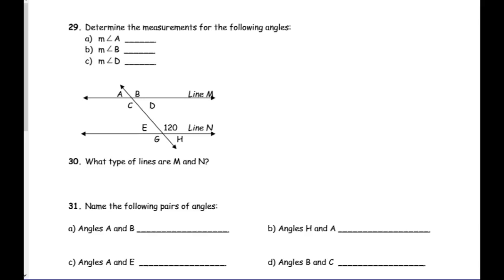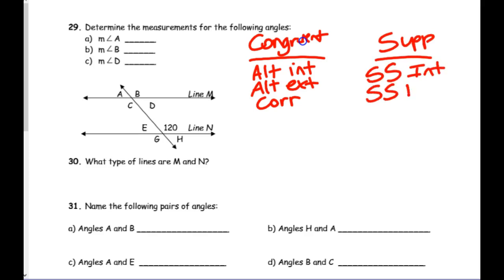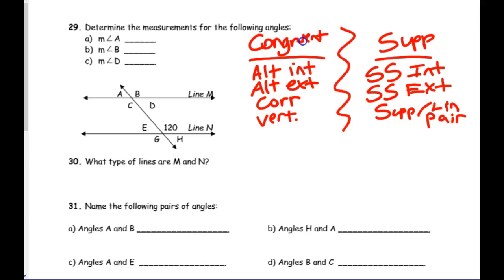29, determine the measurements for the following angles. Now, we need to remember, when we're doing these, congruents are alternate interior, alternate exterior, and corresponding. Okay? But supplementary is all the same side interior, same side exterior, and also vertical angles are congruent, but supplementary or linear pair, those are supplementary, right? So, again, we got to remember these names, and we're going to use that as we go through 29 and onward here.